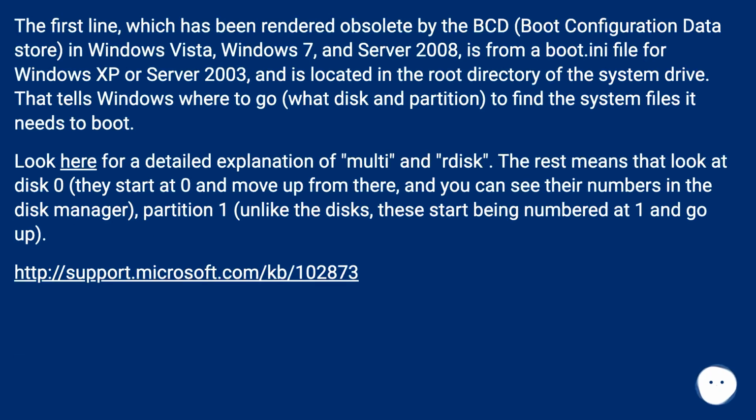The first line, which has been rendered obsolete by the BCD, Boot Configuration Data Store, in Windows Vista, Windows 7, and Server 2008, is from a boot.ini file for Windows XP or Server 2003, and is located in the root directory of the system drive. That tells Windows where to go, what disk and partition, to find the system files it needs to boot. Look here for a detailed explanation of multi and rdisk. The rest means look at disk 0; they start at 0 and move up from there, and you can see their numbers in the disk manager. Partition 1, unlike the disks, these start being numbered at 1 and go up.